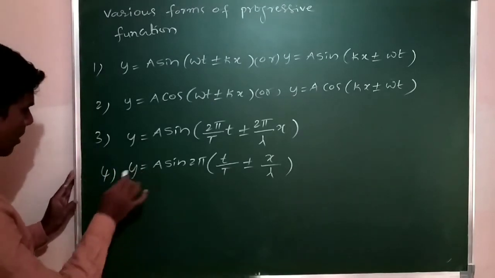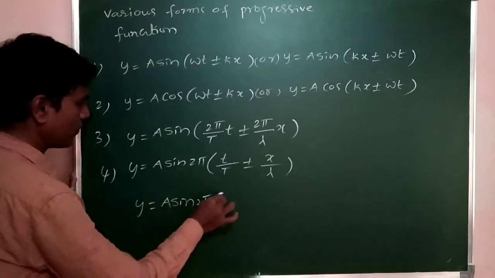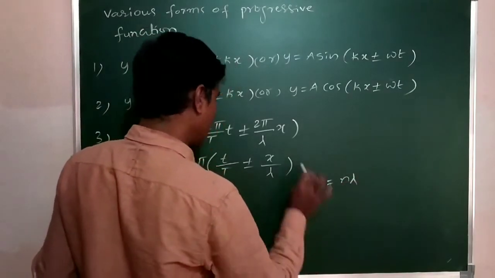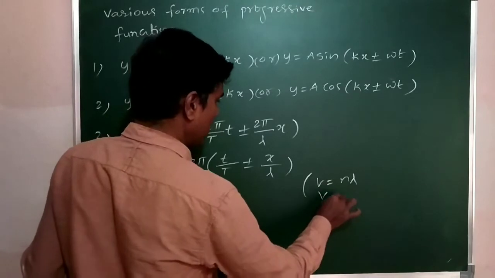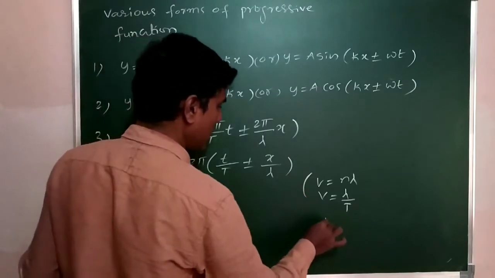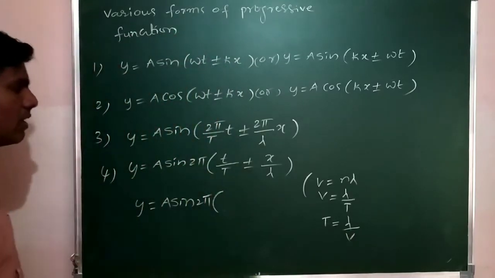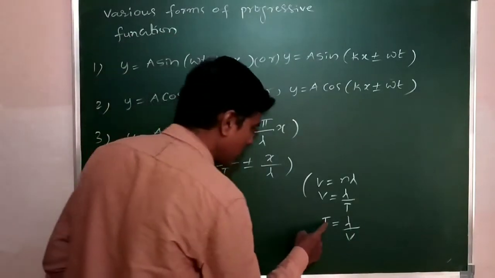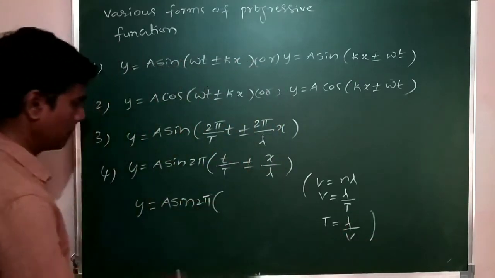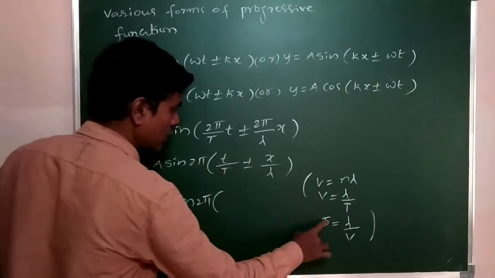Now y equal to a sine 2 pi of, we know that v is equal to n lambda, but here v equal to lambda by T. We need to take capital T. T is equal to lambda by v. So where capital T appears, I can substitute lambda by v. Here a sine 2 pi of small t by capital T, capital T is nothing but lambda by v.